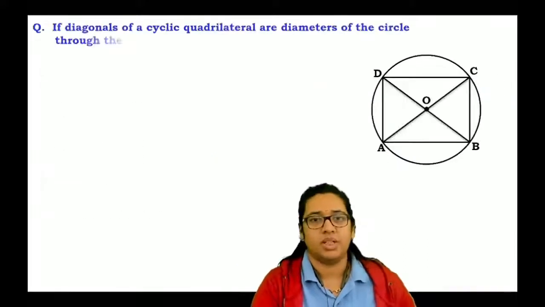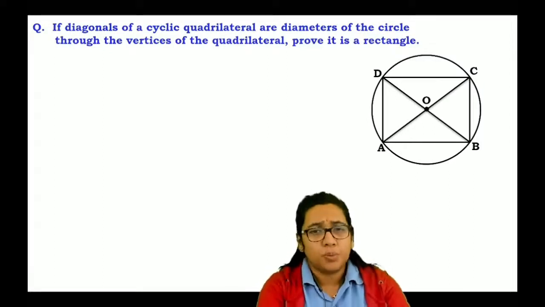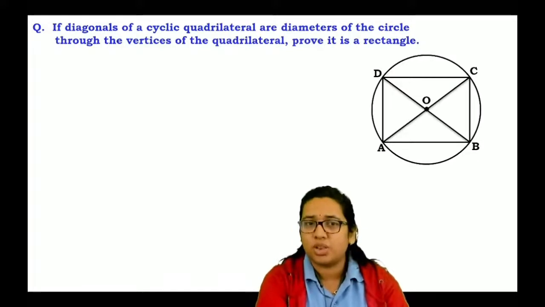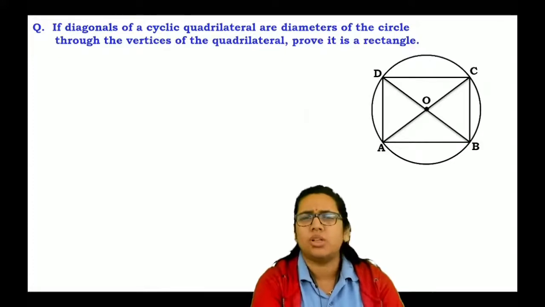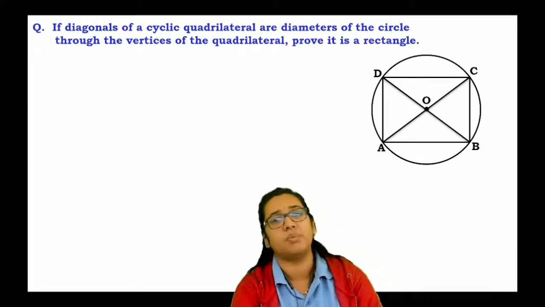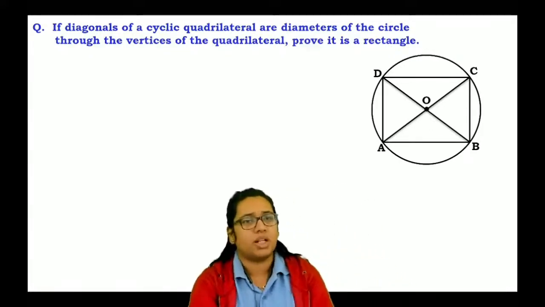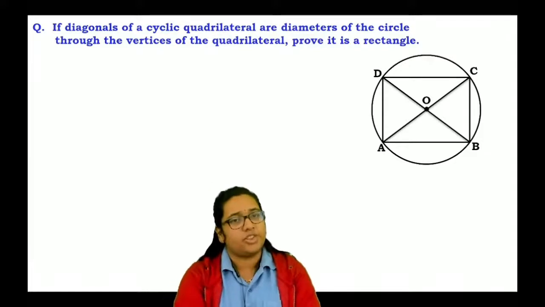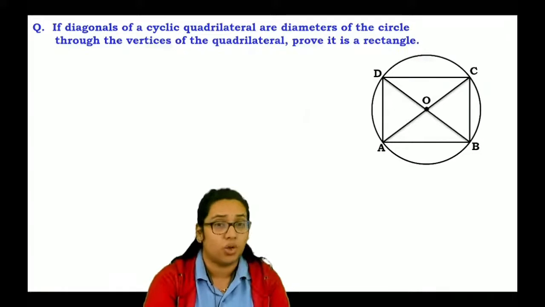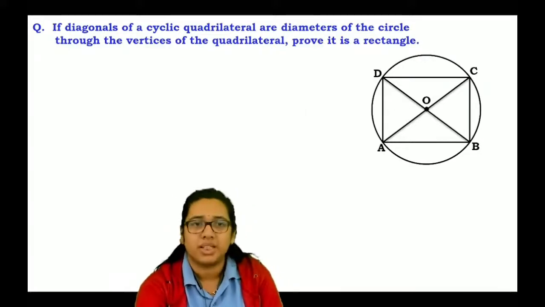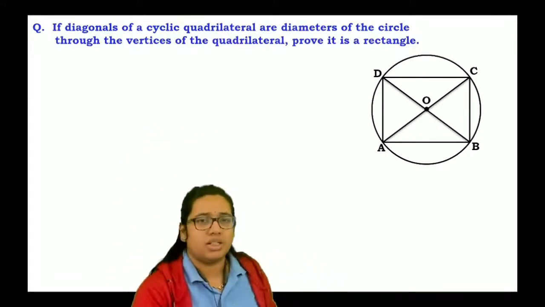Now the next one, again there is a cyclic quadrilateral, but आपको प्रूव क्या करना है? देखो, if the diagonals of a cyclic quadrilateral are diameters of the circle through the vertices of the quadrilateral, then prove it is a rectangle. Okay, fine. क्वेश्चन पढ़ो एक और बार, क्या रहेगा? देखो, diagonals of the cyclic quadrilateral are the diameter of the circle. Diameter is nothing but a chord which is passing through the center, through the vertices of the quadrilateral. Then prove that it is a rectangle.